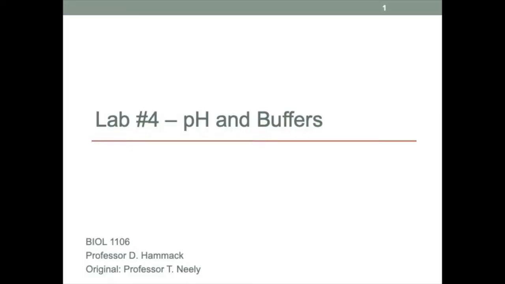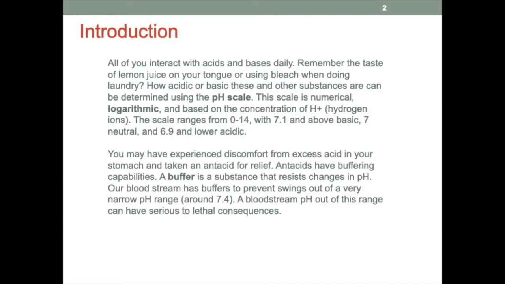Okay, as for next, let's go ahead and get into Lab 4. All right, Lab 4, pH and buffers. We kind of talked about this a little bit during lecture. The pH scale is a logarithmic scale based on the number of hydrogen ions in a solution. And this ranges from about 0 to 14. It can go higher or lower. A neutral scale is about 7, 6.9.